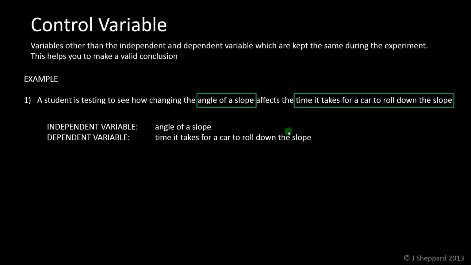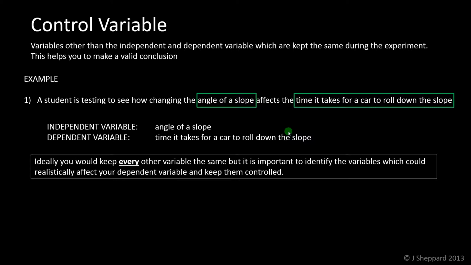In Key Stage 3 language, we would say that you were doing a fair test if you had the control variables properly controlled. So you'd like to keep everything else the same, because what we really want in an experiment is only the independent variable affecting the dependent variable. But it's important to identify which variables you think might be really important, and then talk about how you're going to control them.